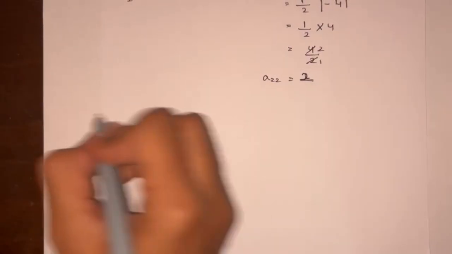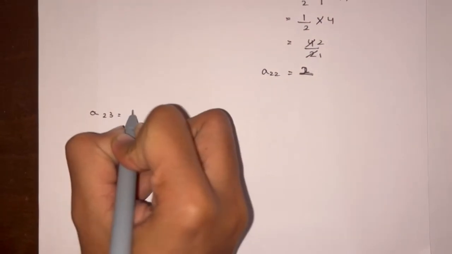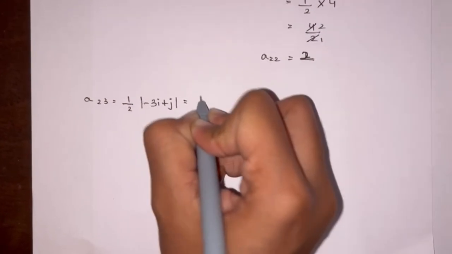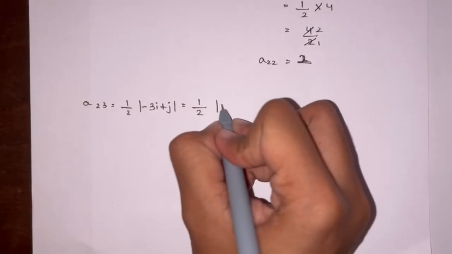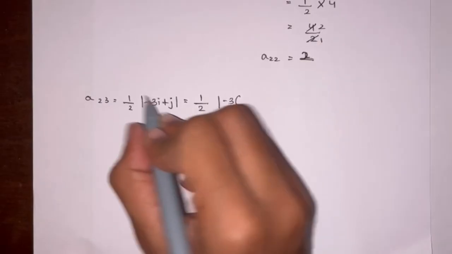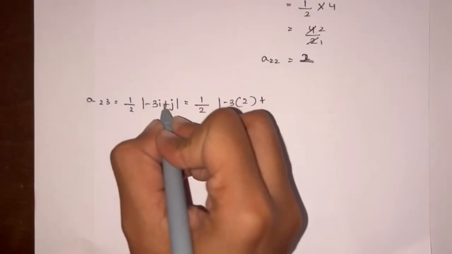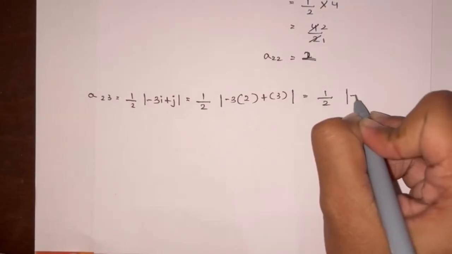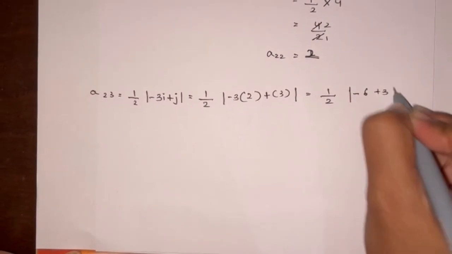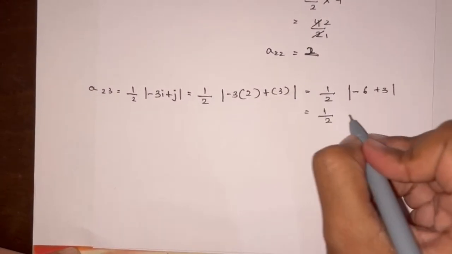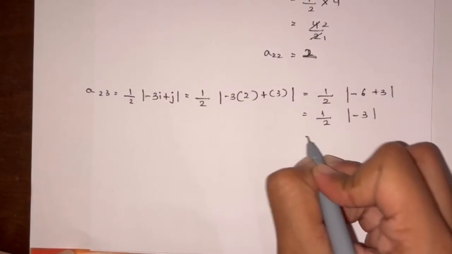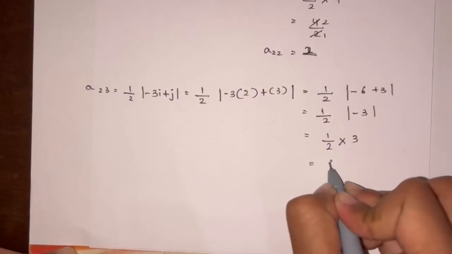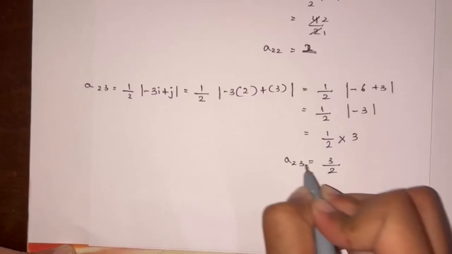Then finding A23. A23 is equal to 1 by 2 mod of minus 3i plus j. Replacing the values of i and j, that is minus 3, in place of i there is 2 plus in place of j there is 3. We get 1 by 2 mod of minus 3 2s are 6 plus 3. So 1 by 2 mod of minus 3. Removing the mod, 1 by 2 into 3, that is nothing but 3 by 2. So A23 is 3 by 2.